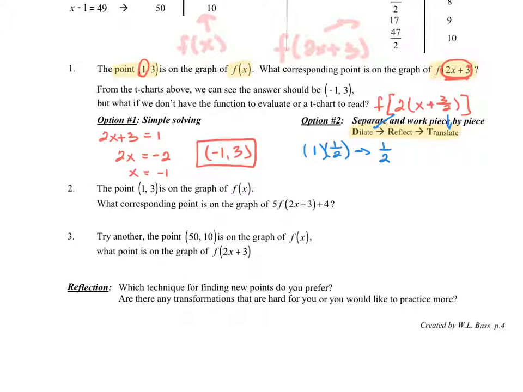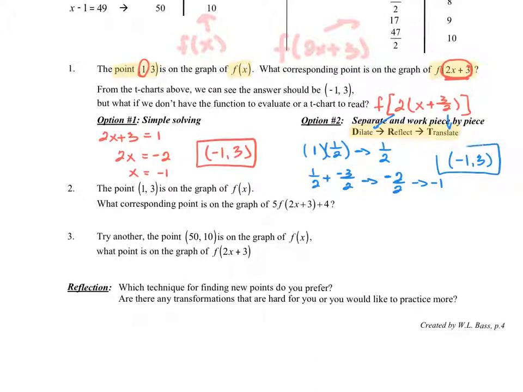Now I'm going to take that 1/2 and do the shift. This was a plus 3, or plus 3/2, which means I'm really going to move to the left 3/2. So now I'm going to take that 1/2 and add to that a negative 3/2. That's going to get me a negative 2/2, which of course gets me the -1 that I wanted. And sure enough, there's the same ordered pair.